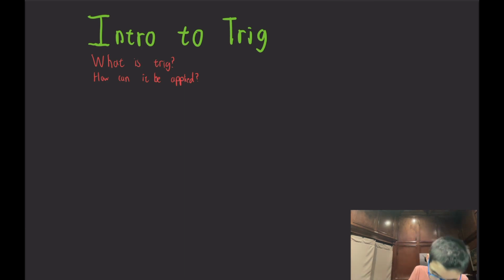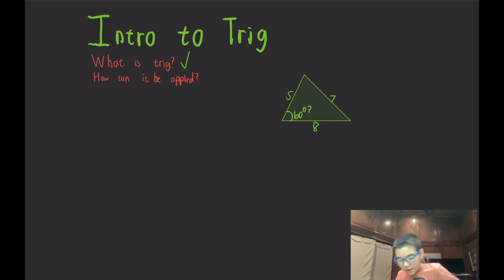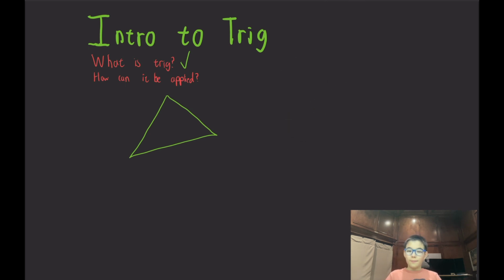Let's go back, because to solve that other problem, you're probably still thinking, how did I get that? If it's 5, 8, and 7, how did I find that that angle is 60 degrees? I found it using a formula called the law of cosines. There are two formulas that we're going to cover, law of sines and law of cosines. The law of cosines is basically an extension of the Pythagorean theorem, but for every single triangle.